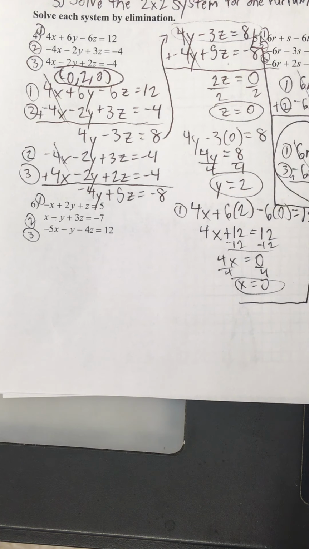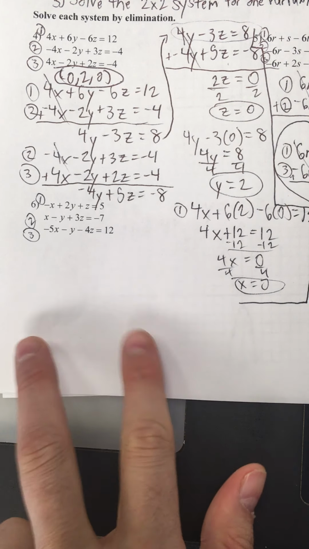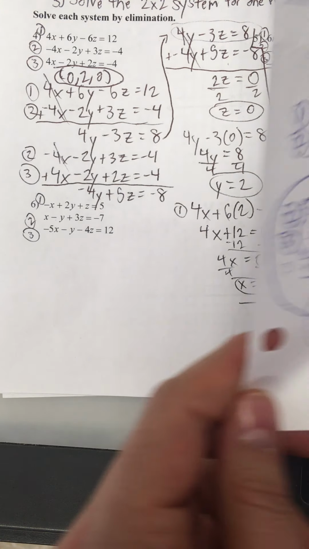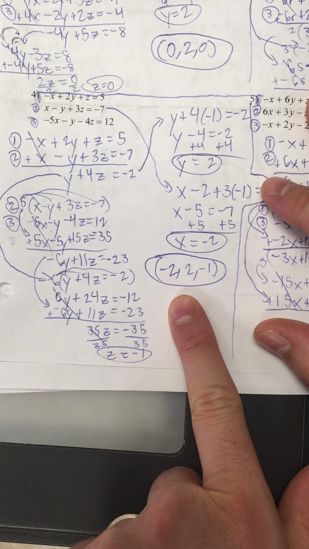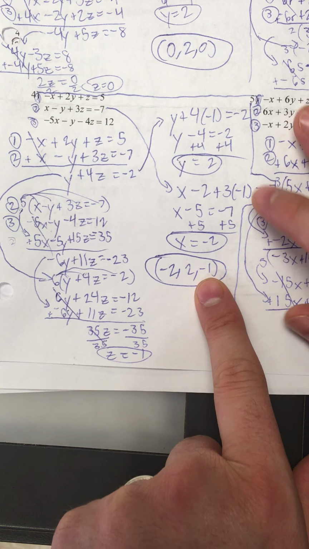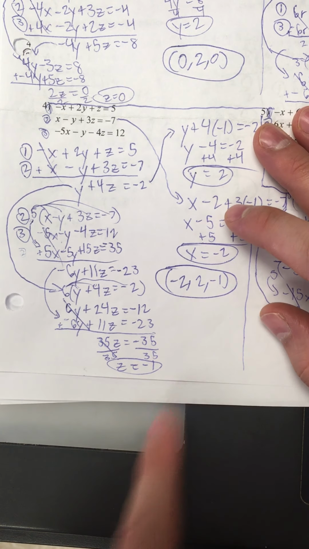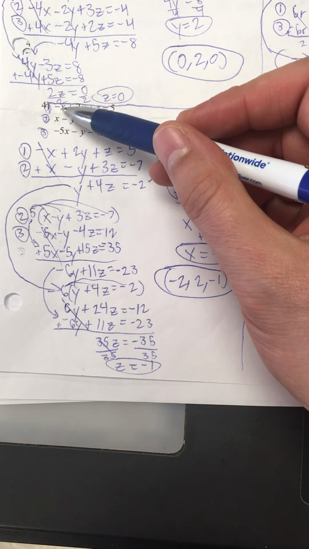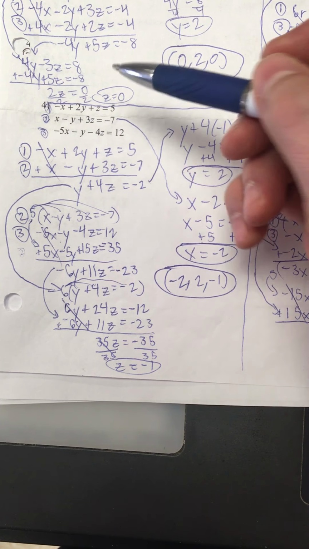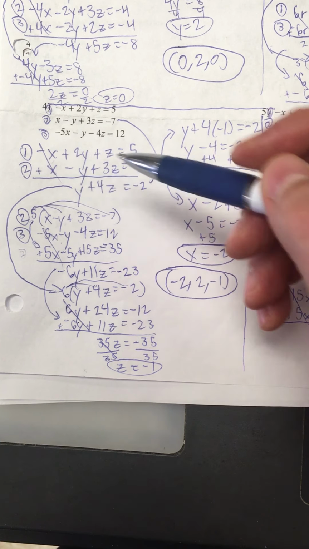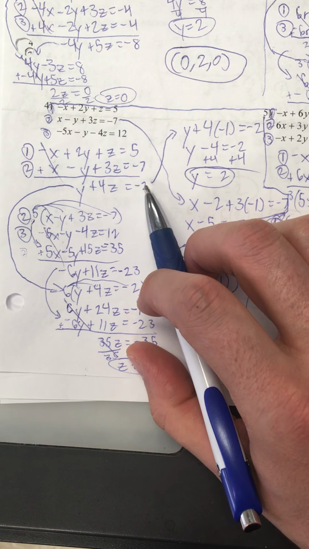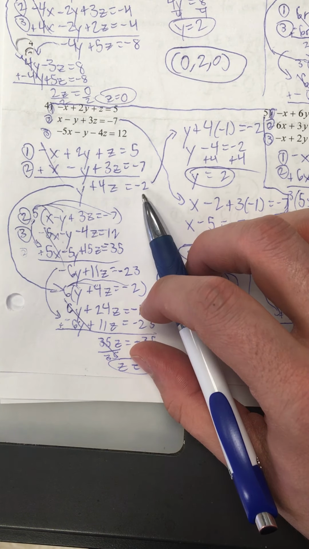Okay, I had to work this one on a separate paper just because I didn't have room. But equations 1, 2, and 3, by the way, the final answer for this should have been x is negative 2, y is positive 2, z is negative 1. To do this, I said, hey, let's cancel out x's in equations 1 and 2. You may have tried a different method. Doesn't have to be x's, but I did x's. So I did 1 and 2, cancel out the x's. I was left with y plus 4z equals negative 2.